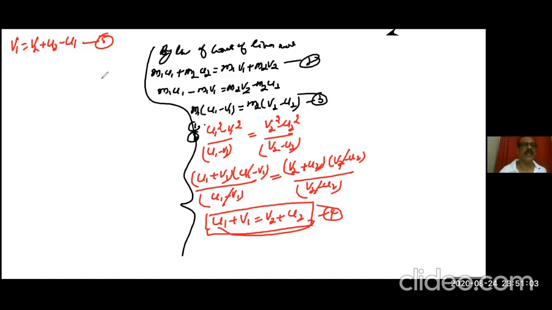Now this V1 value, substitute in equation number 2. That's what I kept, equation number 2 there. Substituting the value of V1 in equation number 2. Now here write it. M1 U1 plus M2 U2 is equal to M1 into V1, which is V2 plus U2 minus U1.